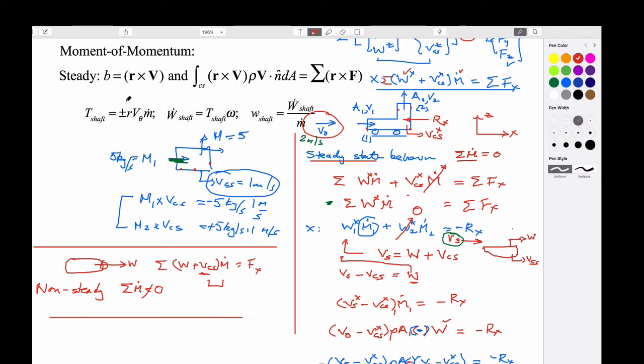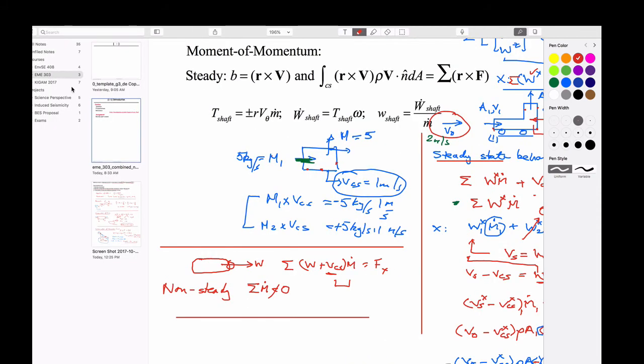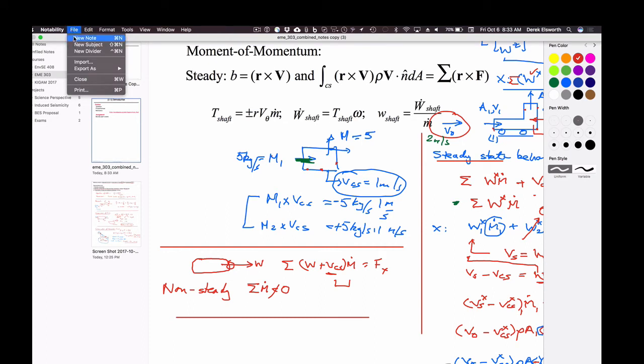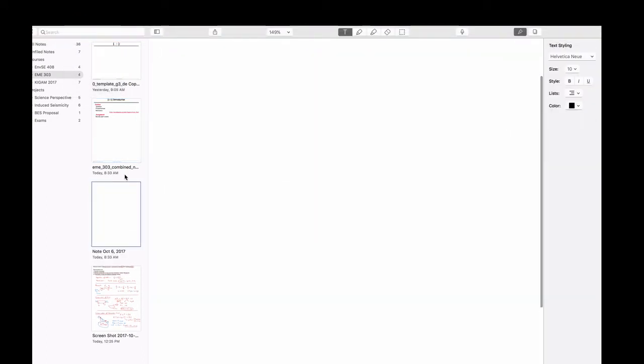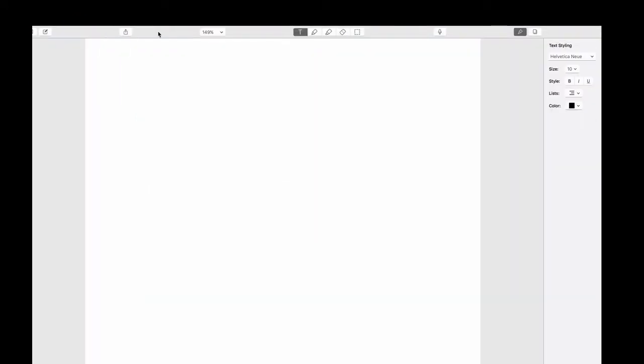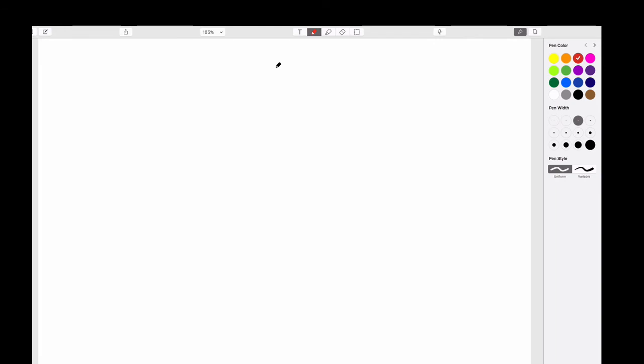So let me go back and just open a new page. It's there if you need it. Go back. So let's talk about rotational behaviors. So that's kind of set the stage for what we've done. So let's look at moment of momentum.